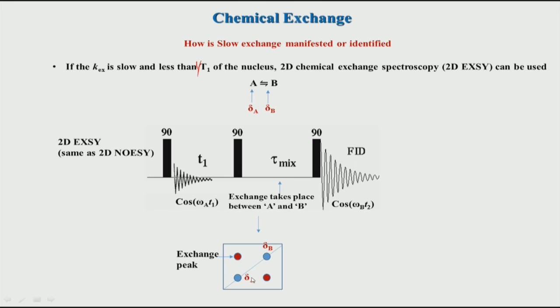So, these are the two diagonal peaks. As I said, it is never a 100% transfer. Whatever remains on A during both these periods is called a diagonal peak. A and B will both have a diagonal peak, and this exchange peak is called a cross peak, and that is coming because A got converted to B or B got converted to A.